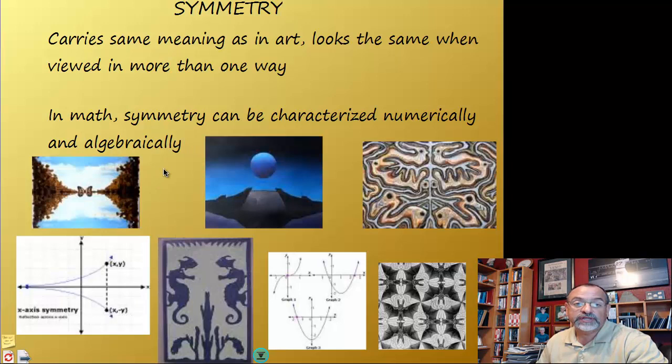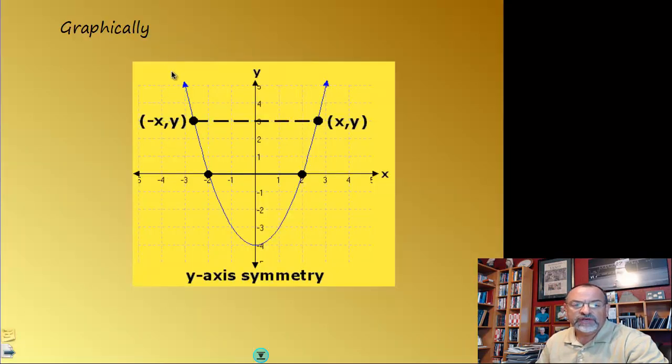Now we will concentrate on the algebraic part of it and the graphical part of it, but we can look at a table and see some symmetry as well. If we take a look at this parabola, for instance, we'll notice that the right side of the graph looks exactly the same as the left side. In other words, what's on the right side of the y-axis is a mirror image of what's on the left side of the y-axis.